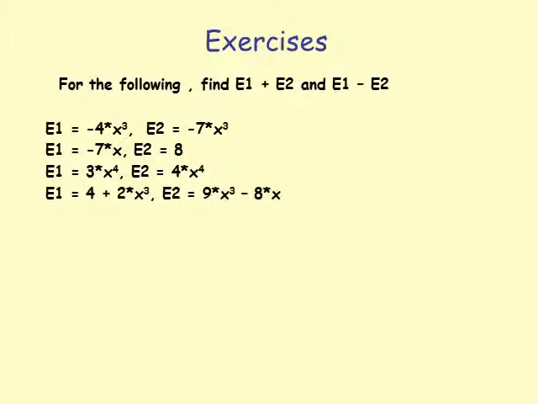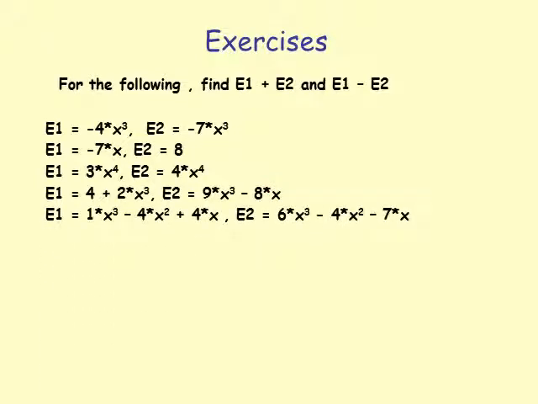Okay, let's continue here. Next, E1 has two terms and E2 has two terms. E1 is 4 plus 2x cubed, with flag value 3 for the cubed term and flag value 0 for the constant. E2 is 9x cubed and minus 8x, flag value 3 and flag value 1. And we have to compute both E1 plus E2 and E1 minus E2.